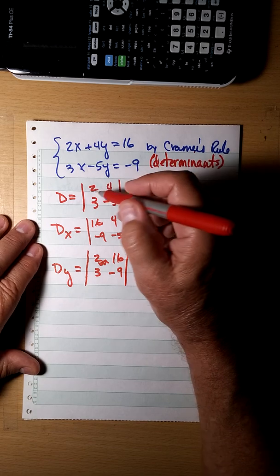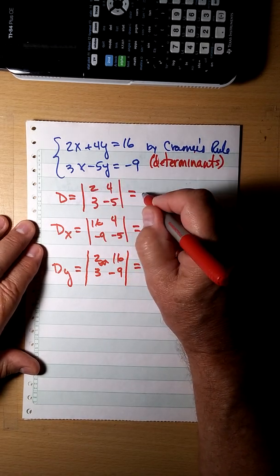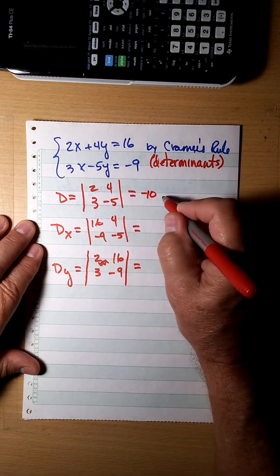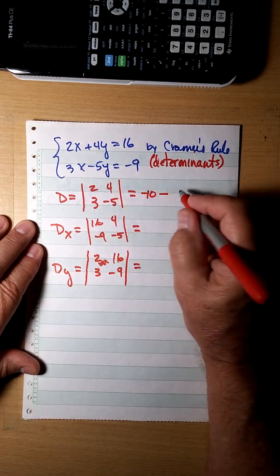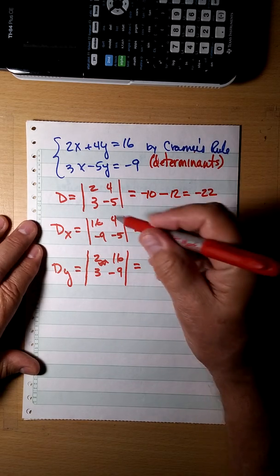Now, how do you find these determinants? Go down the main diagonal and use that sign. So this is a negative 10. Then subtract the other diagonal, 12. Here's a negative 22. Looks familiar.